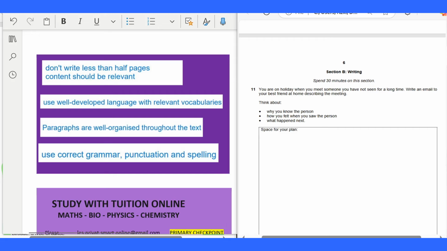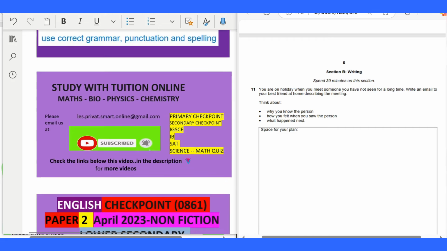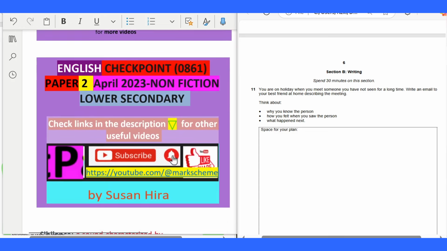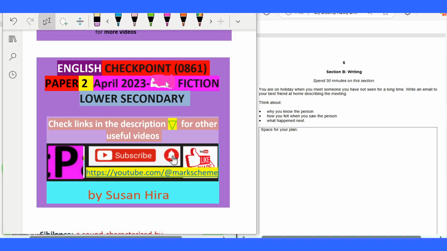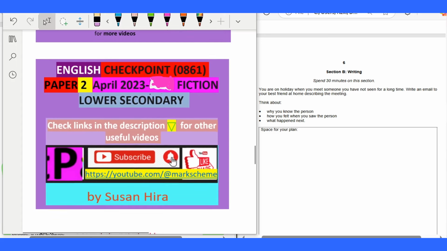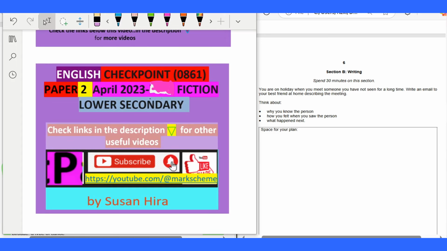Alright, so today we have discussed English Checkpoint with the code 0861. It's paper 2, April 2023. Non-fiction. Oops, sorry, it's a fiction. Let's erase that. We erase here. It should be a fiction, right? Fiction, lower secondary.